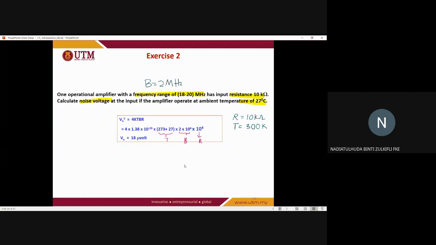Okay. So bandwidth, like I said in our first class, basically is the frequency range, and here it refers to the bandwidth of our device of interest, which is the op-amp here. So it's 2 megahertz. Our resistance is 10 kilo ohm. So we just use the formula from our previous slide, which is the square root of 4kTBR. Don't forget, temperature, you have to convert from Celsius to Kelvin, so plus 273. And then you need to remember the Boltzmann constant, 1.38 times 10 to the power of minus 23. So just solve, and then it's 18 microvolt.